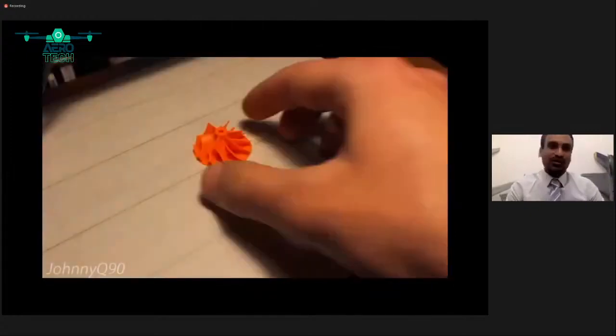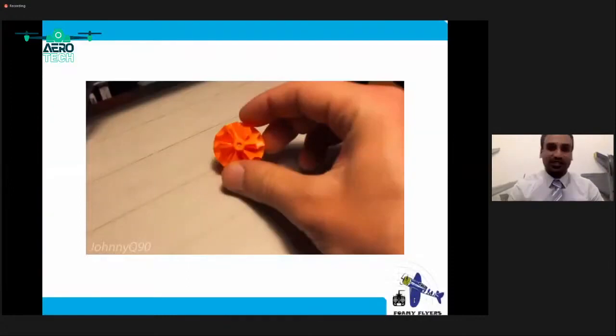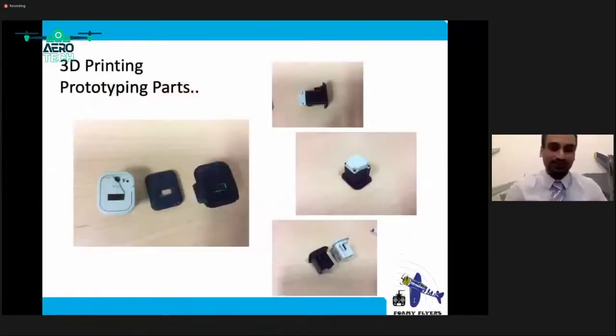You can see the precision of the print, and that you will not be able to manufacture this sort of an impeller at home without a 3D print. And if you can see the size of it, it's much more accurate as well.